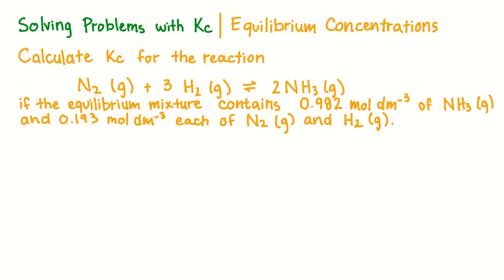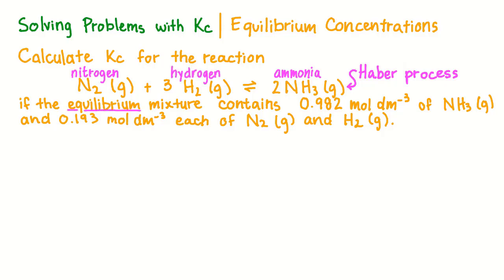Calculate Kc for the reaction N2 gas plus 3H2 gas in equilibrium with 2 NH3 gas if the equilibrium mixture contains 0.982 moles per cubic decimeter of NH3 gas and 0.193 moles per cubic decimeter each of N2 gas and H2 gas. The reaction in this problem is part of the Haber process, where ammonia, which is used to create fertilizers, is synthesized from nitrogen and hydrogen gases.